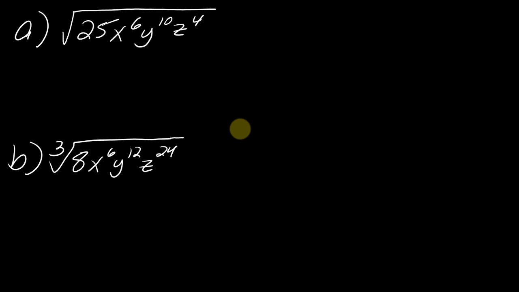So now I want to talk about what do we do when I have numbers and letters under the radical. Well, these are actually pretty nice situations to start with anyways. So the square root of 25, we know how to evaluate that, right? So the square root of 25 is 5.